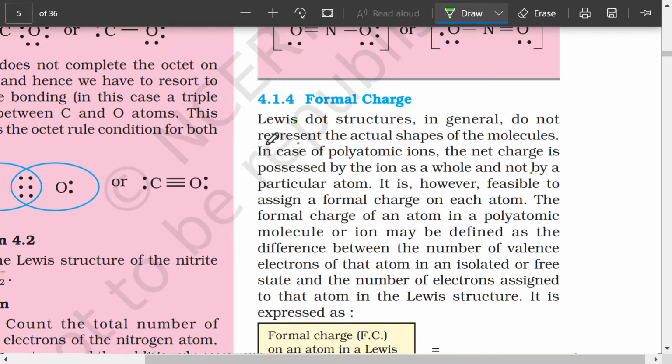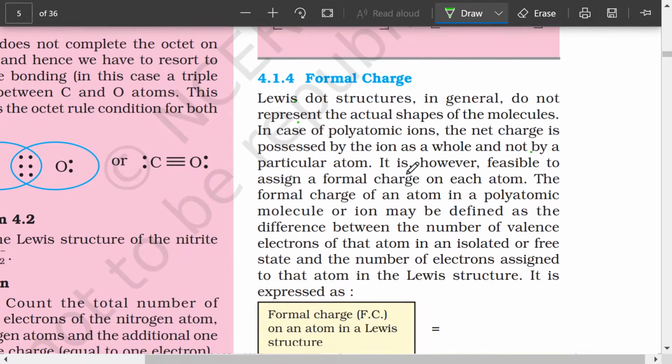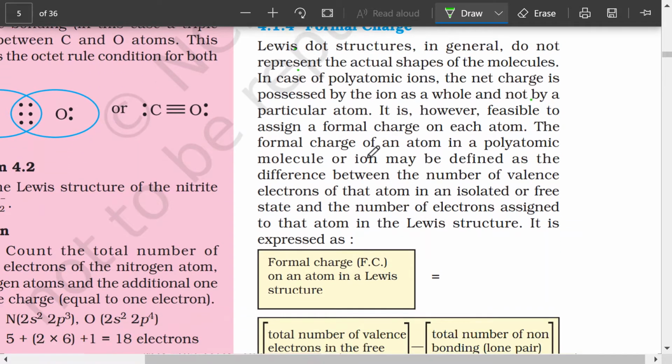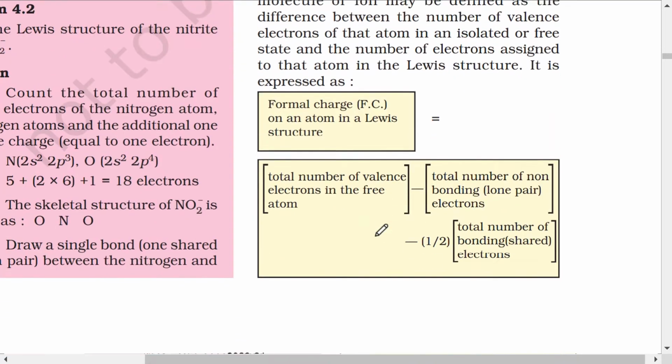Formal charges. Lewis dot structures in general do not represent the actual shape of the molecule. In case of polyatomic ions, the net charge is possessed by the ion as a whole and not by a particular atom. It is, however, feasible to assign a formal charge on each atom. The formal charge of an atom in a polyatomic molecule or ion may be defined as the difference between the number of valence electrons of that atom in an isolated or free state and the number of electrons assigned to that atom in the Lewis structure.